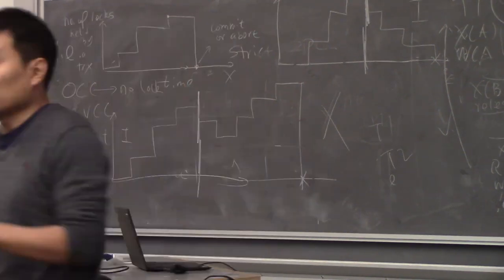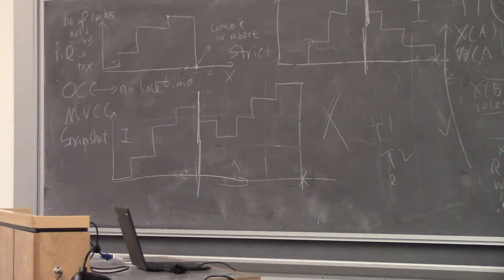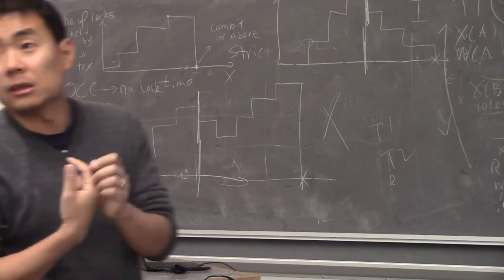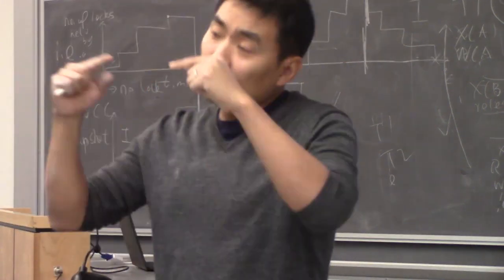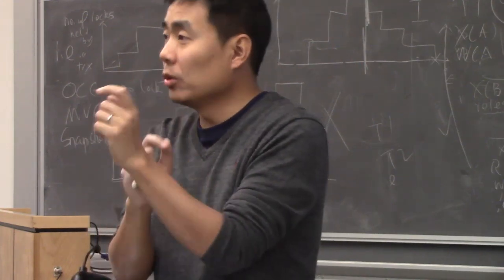MVCC, multi-version concurrency control. What that means is each write is not an in-place update. You do not do in-place update. Rather, each write will produce a new version of the same object. So you maintain a version system for these objects. Version 1, version 2, version 3. Each write, at the time of the write, will create a new version of the object. Okay? Then you use this versioning information of objects to do your concurrency control.